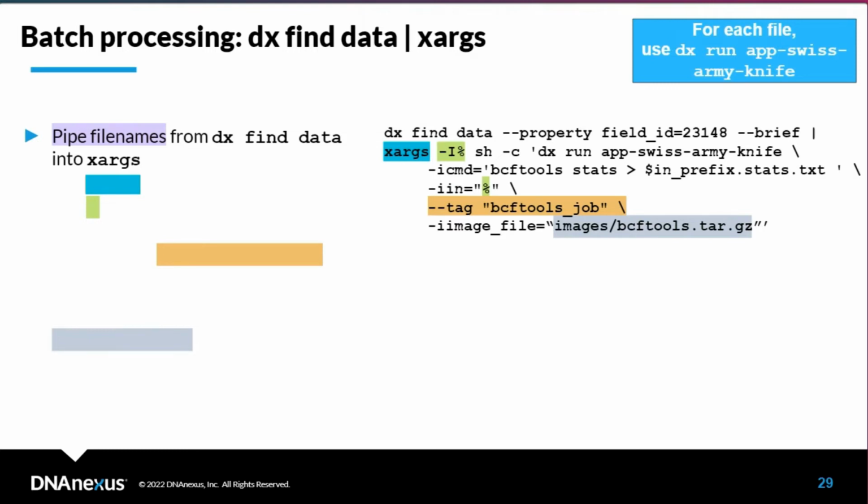Then we can pipe that into xargs, and then we can use xargs to run separate dx run jobs. And again, we have that placeholder. We're going to substitute our file input with that placeholder right here.